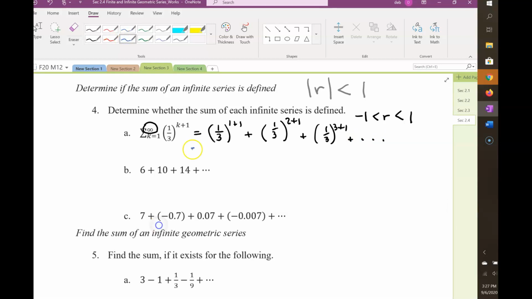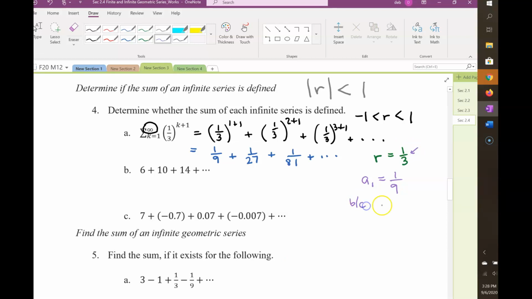So if we look at the first few terms, we see we get 1/9 plus 1/27 plus 1/81, and so on. So you can see that your r is going to be 1/3. The thing that wasn't easy to see with the summation notation is that your a sub 1 is 1/9. So that's why I find it helpful to write out a few terms and see what they're doing and what they look like. So the r is equal to 1/3.